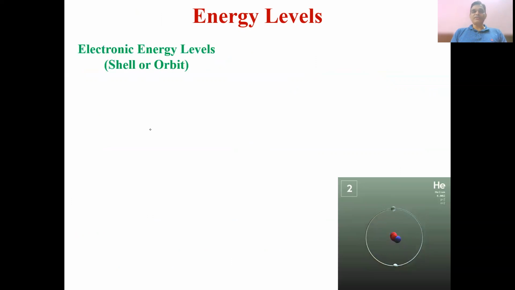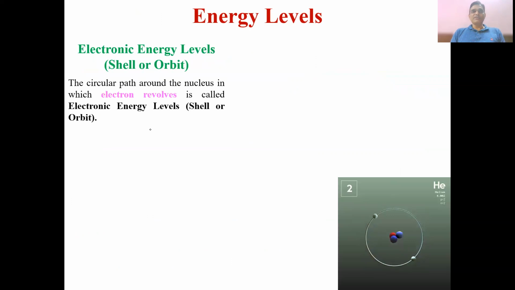The electronic energy levels are also called the shell or the orbit. It means the circular path around the nucleus in which the electron revolves is called the electronic energy level, the shell, or the orbit. The term electronic energy level represents that there are a large number of circular paths around the nucleus, and these different circular paths have different energy according to the Aufbau principle.